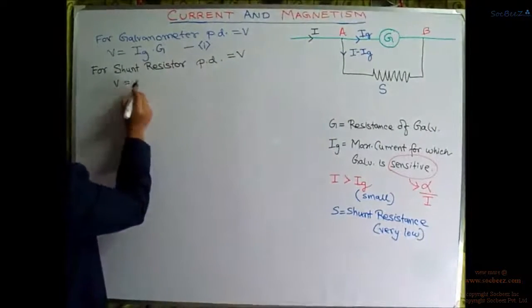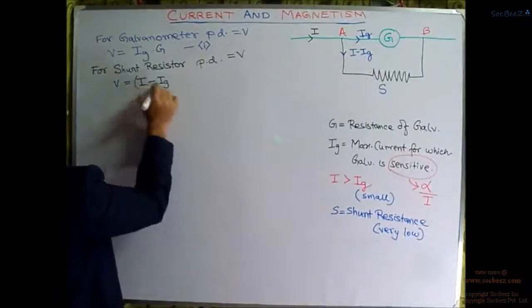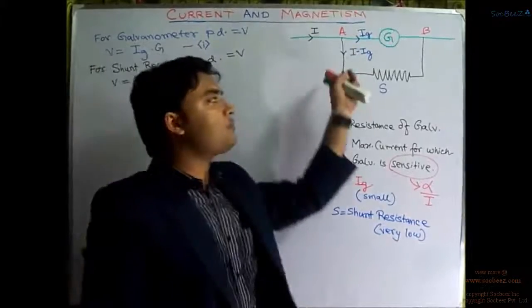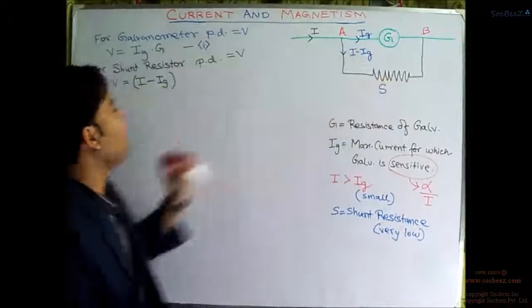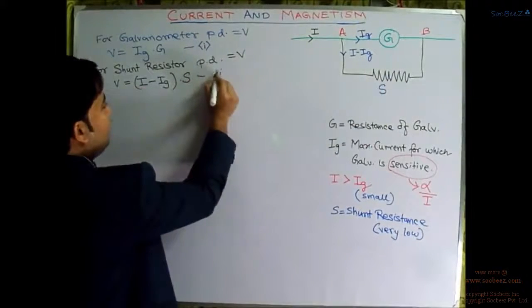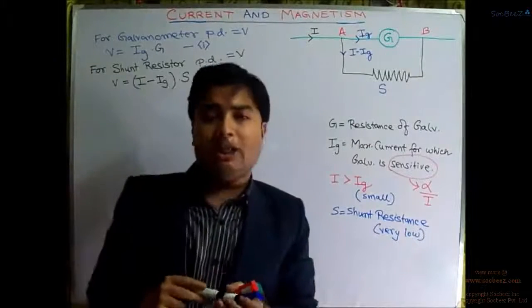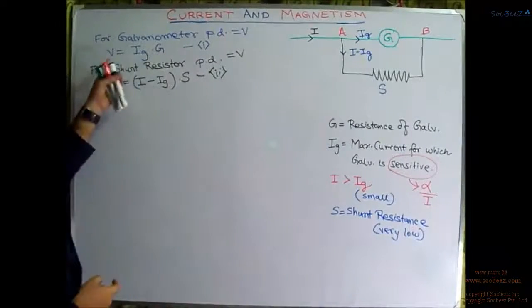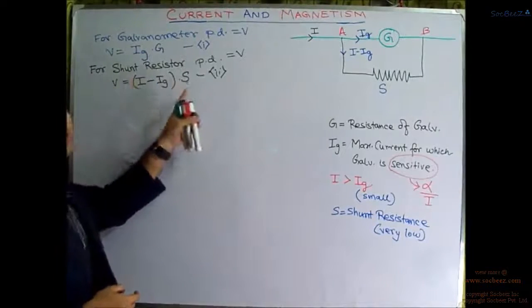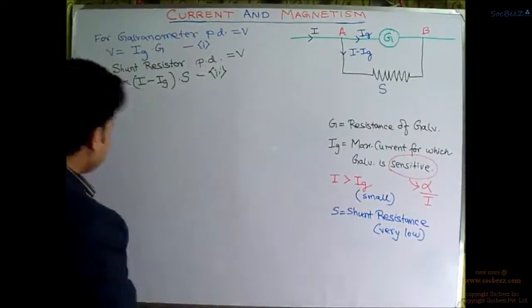So for this, the V will be I minus Ig, because this is the amount of current which is flowing through the shunt resistor, and the value of this resistance is S. By Ohm's law we can make this second equation. Now you see that this is V equals this and this is V equals this, so we can equate their right hand expressions.